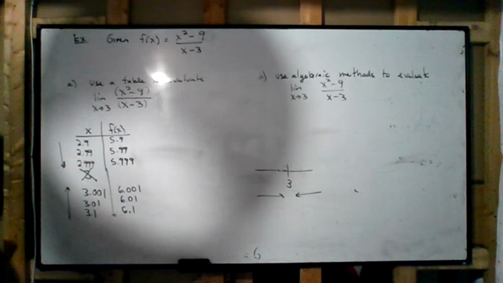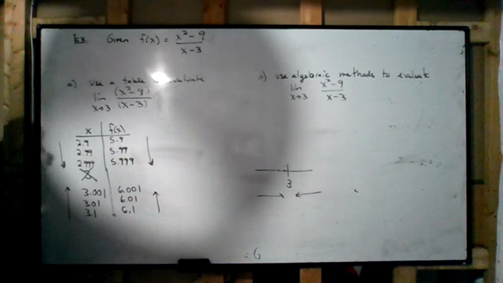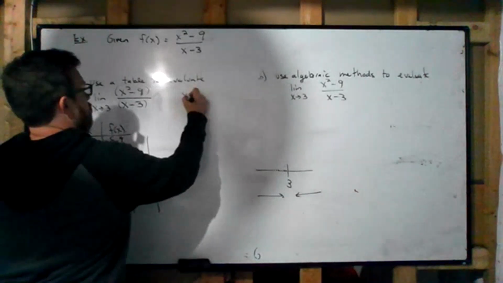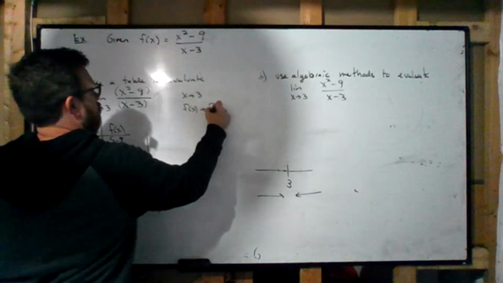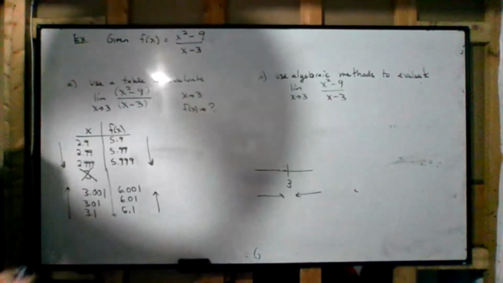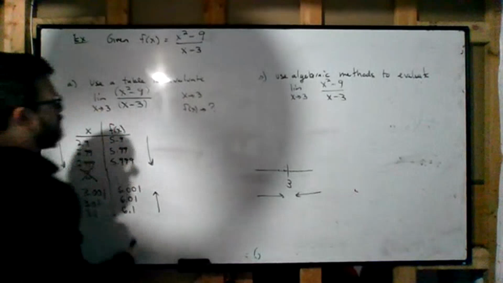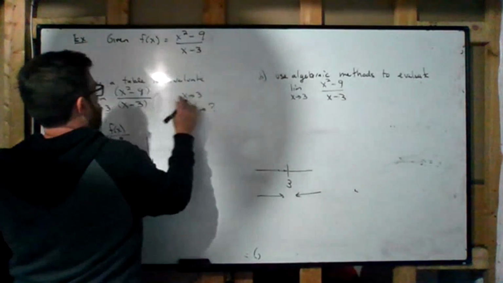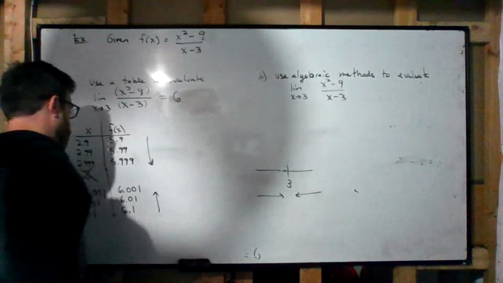So the question is, what am I getting close to? What are these y values getting close to? As x gets close to 3, what's f of x getting close to? That's really what a limit means, right? What's this thing right here getting close to? I can see it's getting close to 6. So the answer to this is equal to 6.